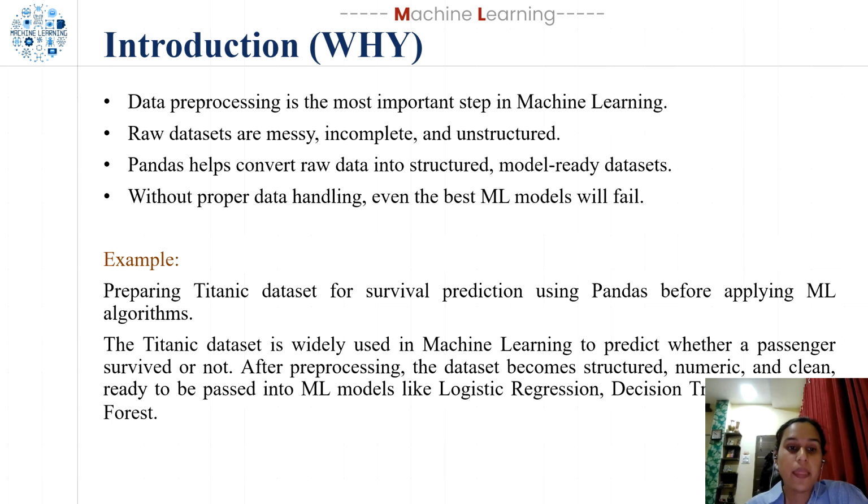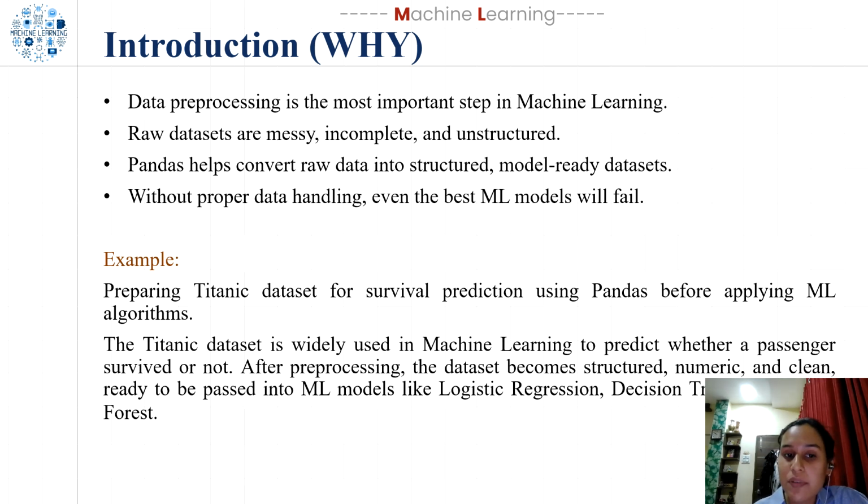The first point is data pre-processing is the most important step in machine learning. As machine learning is booming now, the basic need of machine learning is the data set. And the raw data set we get is very messy, incomplete and unstructured. Now the step is we have to pre-process that data set. We have to structure the data set. We have to delete the unnecessary, unwanted things from the data set.